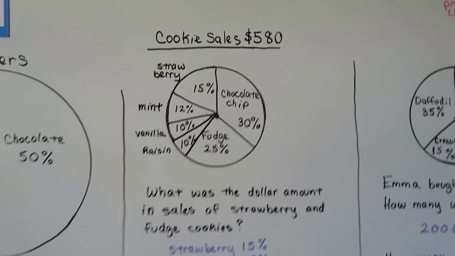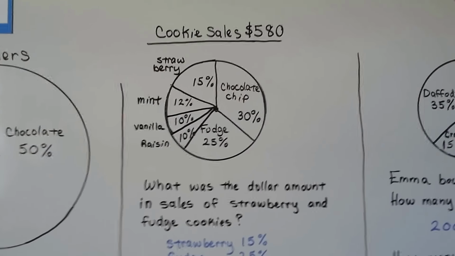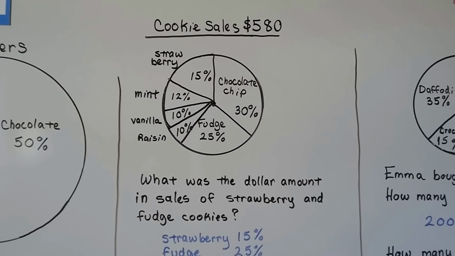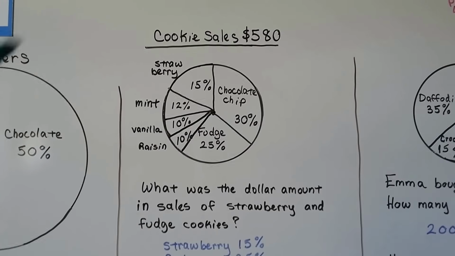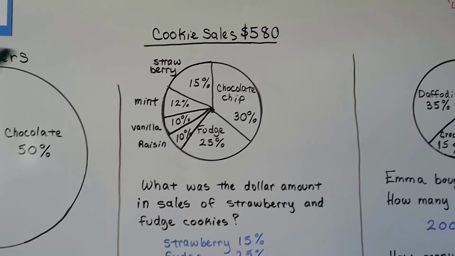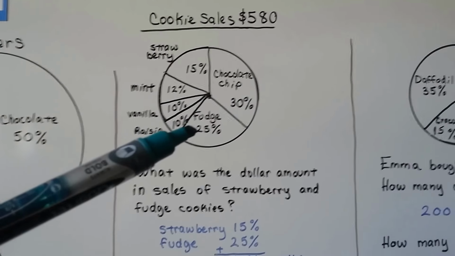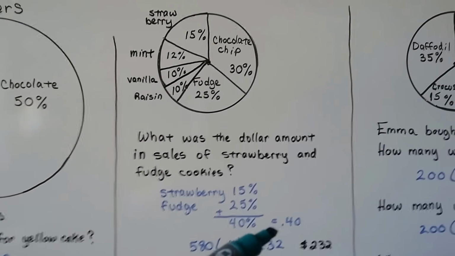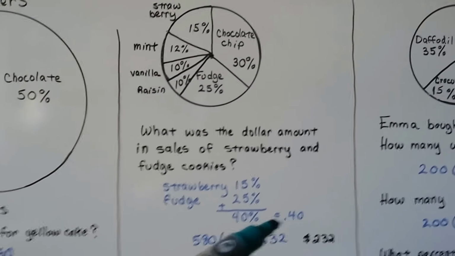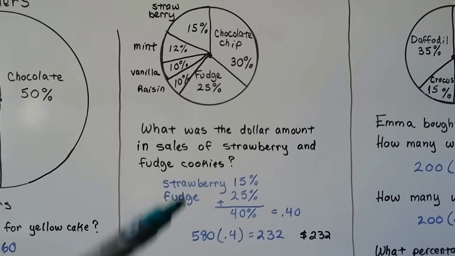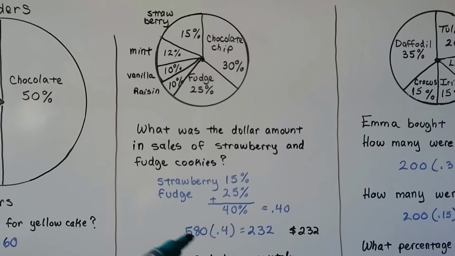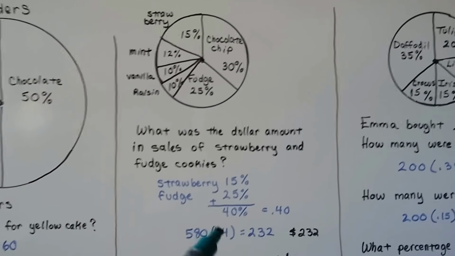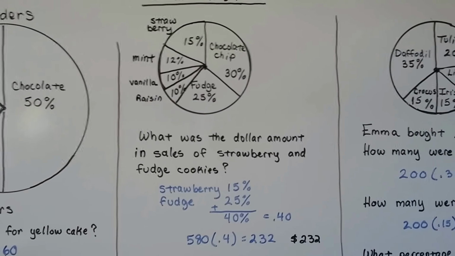Now we've got cookie sales are $580. We can see all the different types of cookies. What was the dollar amount in sales of strawberry and fudge cookies? So we know the total dollar amount was $580. Strawberry is 15%, fudge is 25%. We can add these two together to get 40%. Change it to a decimal, 0.4, 0.40, either way it's the same. We multiply the total 580 sales by 0.4 and we get 232. So we know the total sales were $232 for those two flavors.